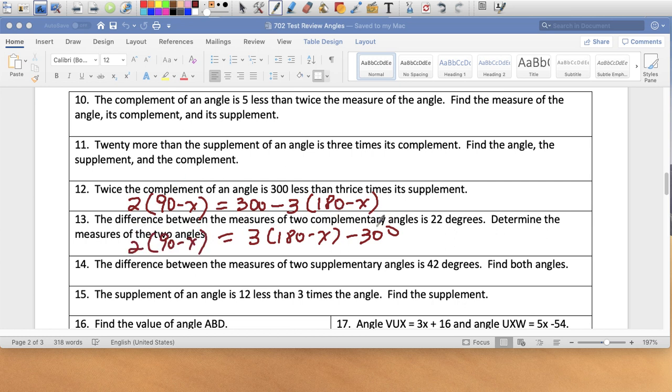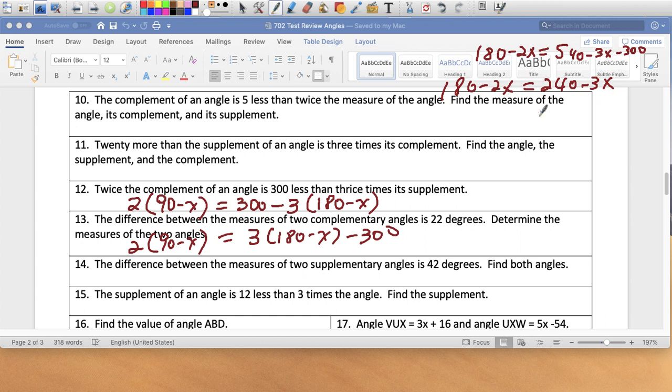Once you set this up, the rest is really just simple. So you get, and I'm going to shift things over here, 2 times 90 is 180 minus 2x. On the other side, you get 3 times 180, which is 540, minus 3x minus 300. So let's see what we can do here. Nothing on this side. On this side, 540 minus 300 is 240 minus 3x.